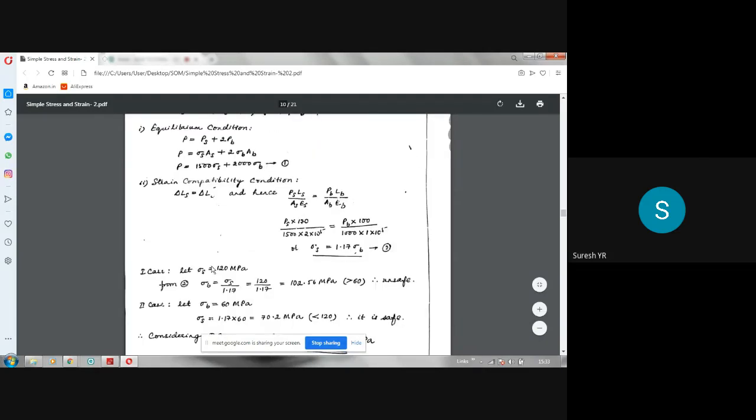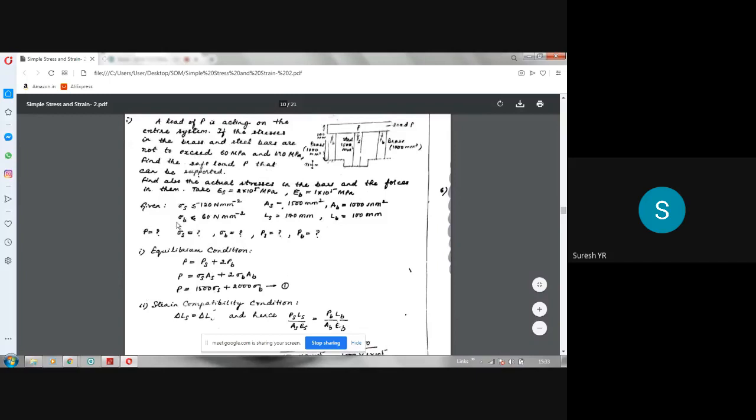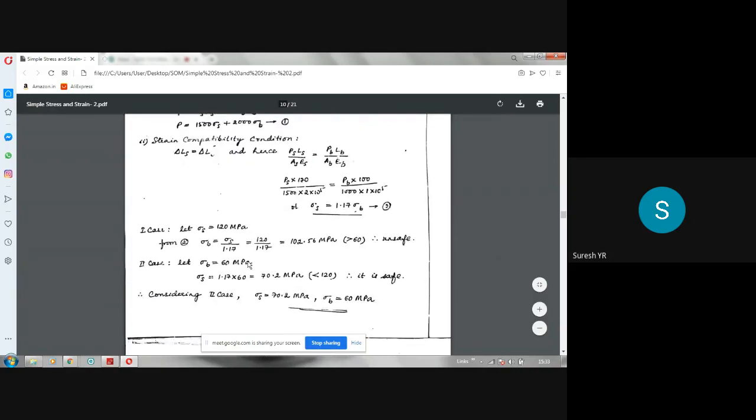In this problem, the only difference is he has given the maximum values of stress in steel and brass bars. Sigma s and sigma b, he has given the maximum values. So we have to consider both of them separately. Assuming steel has reached its maximum stress value, by taking sigma s equal to 120 Newton per mm square, calculate the corresponding sigma b value. If you do that, sigma b is getting more than 60, so it becomes unsafe because it should be less than 60.